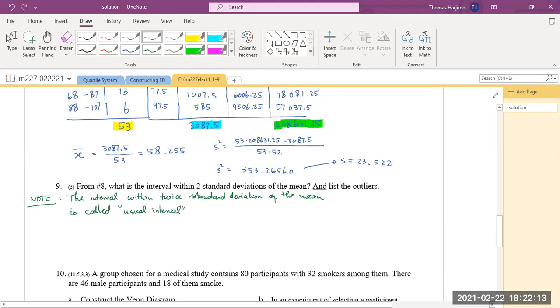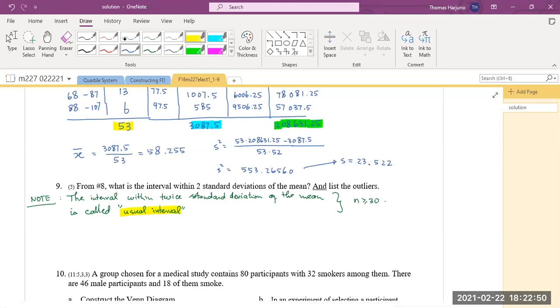Our textbook uses a different definition of usual interval and outliers. I use this definition, especially if the sample size or population size is at least 30. Our textbook uses a different definition, which I will not use, because our sample size or population size in general is at least 30, right? So the proper way to define the usual interval will be twice standard deviation away from the mean.